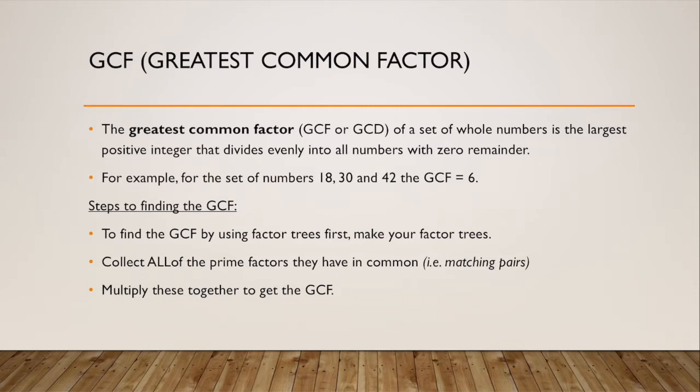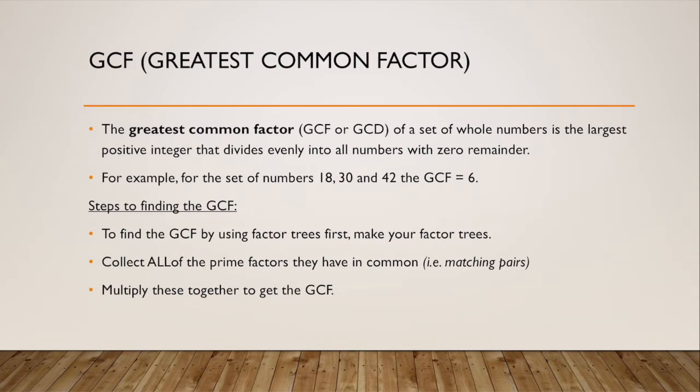The greatest common factor, also known as GCD or greatest common divisor, of a set of whole numbers is the largest positive integer that divides evenly into all numbers with zero remainder. So for example, for the set of numbers 18, 30, and 42, the greatest common factor, so the largest positive number that fits into 18, 30, and 42, is 6.